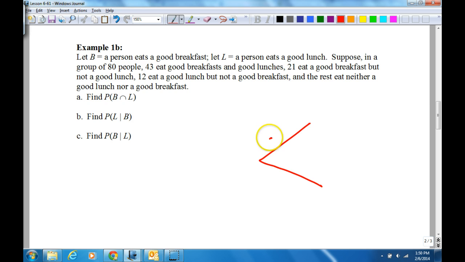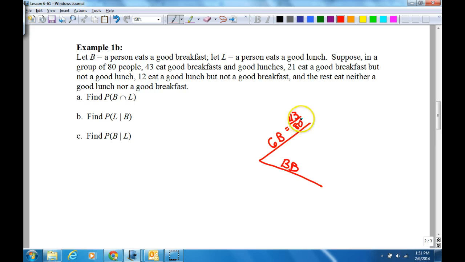So, this is a good breakfast, GB, and a bad breakfast, BB. Okay? So, how many people eat a good breakfast? 43 out of how many total? 80. Okay, 43 out of 80. Find the probability for that. If you happen to have a calculator, go ahead and find that.